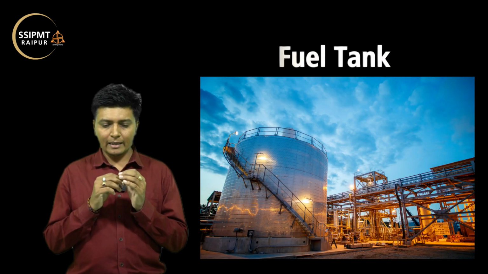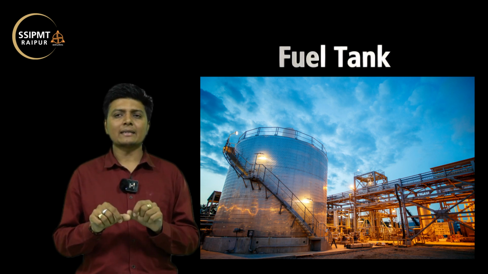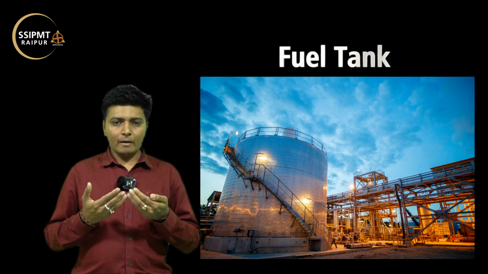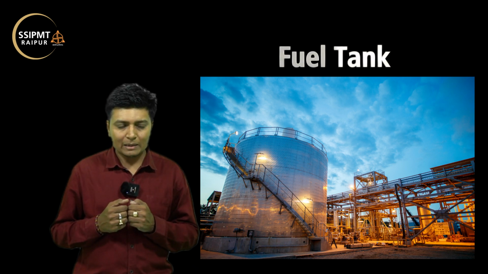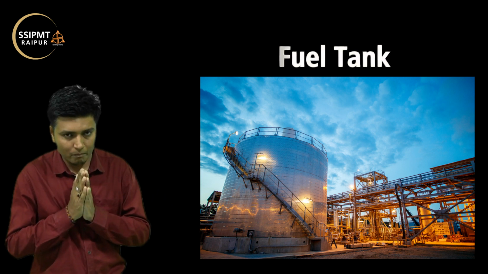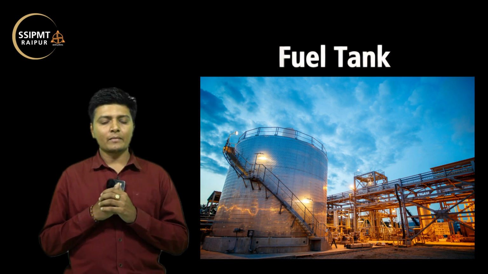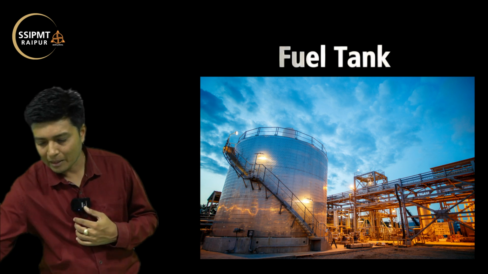And the fifth most important component of a diesel engine power plant is the fuel tank. It includes the storage tank, fuel pump, fuel transfer pump, strainers and heater. The fuel is supplied to the engine as per our requirement, according to the load of the plant. So these are the essential components of a diesel power plant.